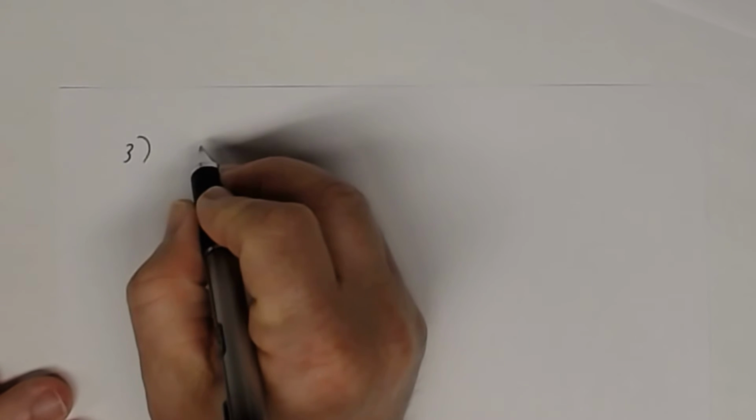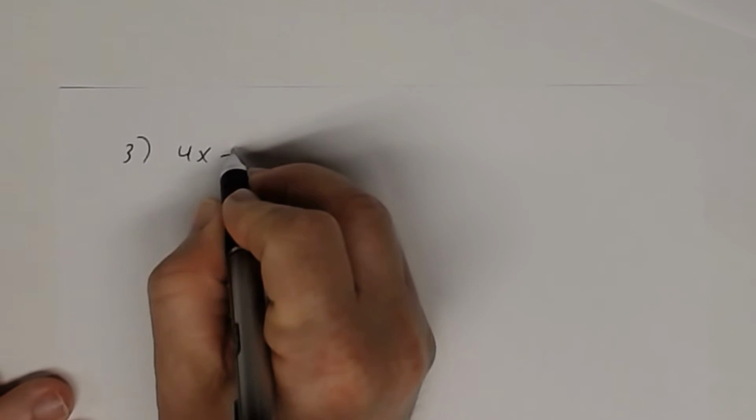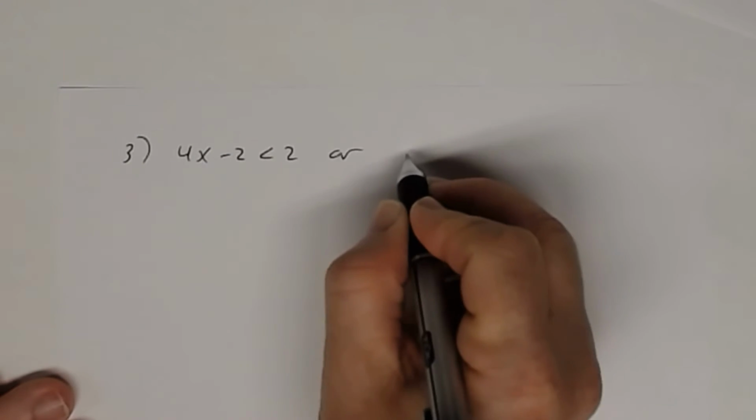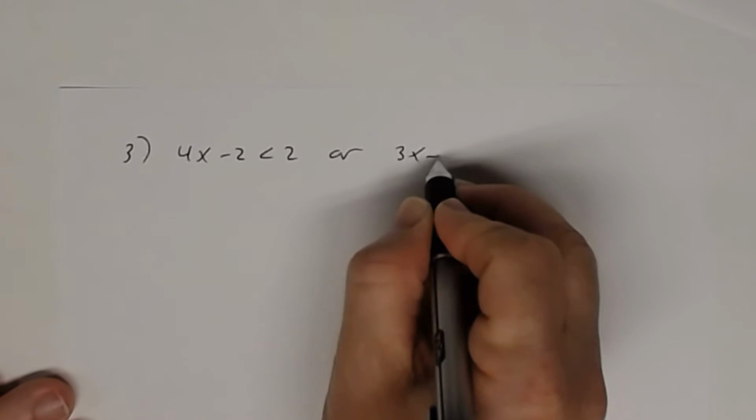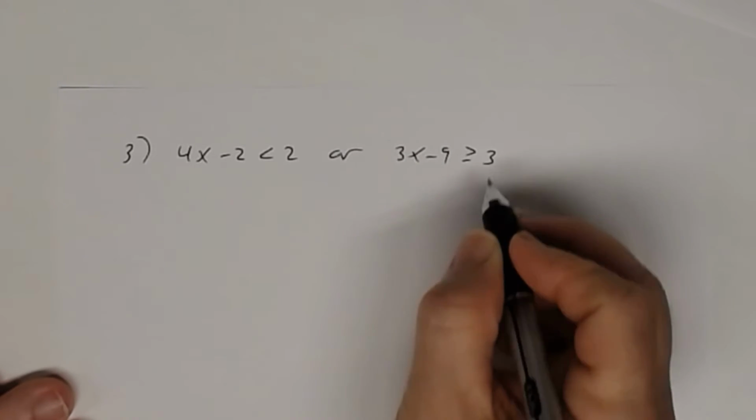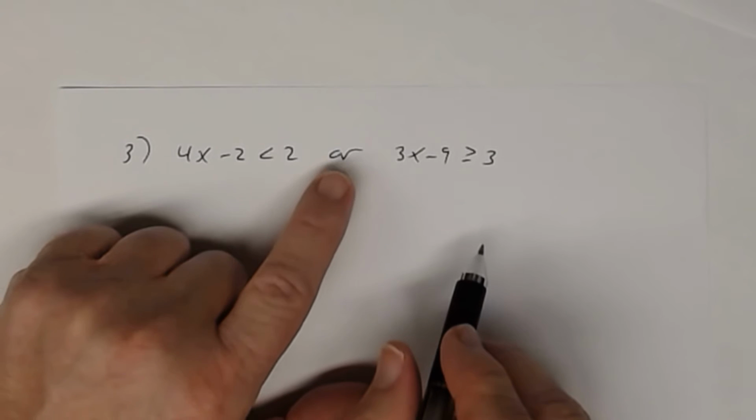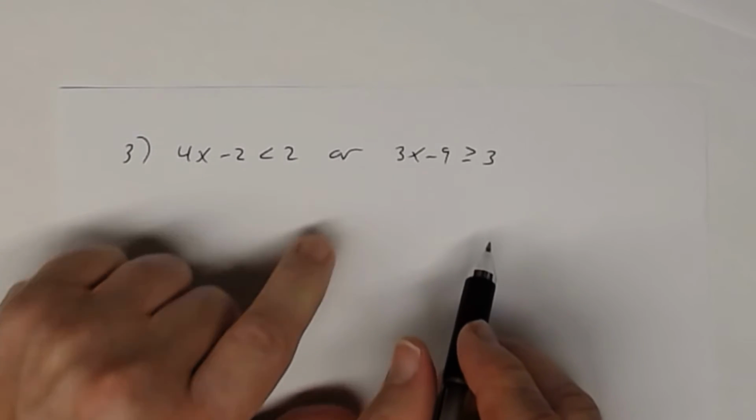Number 3. So number 3, we had an OR statement. So here's number 3. We had 4x minus 2 is less than 2, or 3x minus 9 is greater than or equal to 3. So we had this compound inequality with the statement OR.